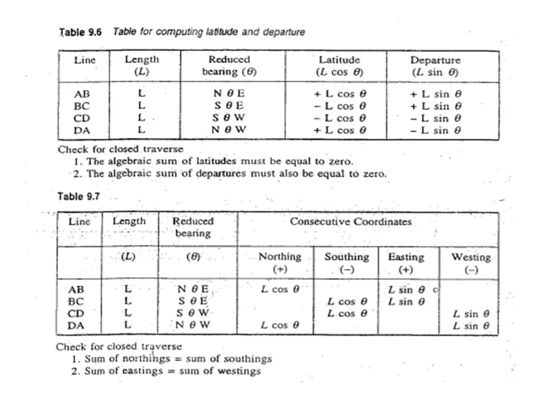Likewise, for CD and DA, the consecutive coordinates are entered, and then the sum of northing must be equal to the sum of southing. Similarly, the sum of easting must be equal to the sum of westing, and this is the check for a closed traverse.